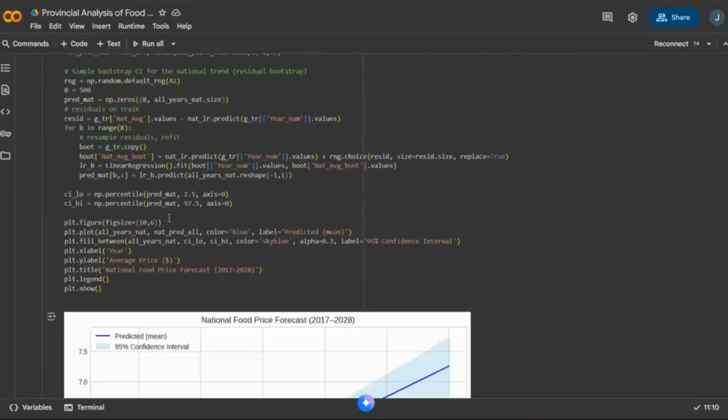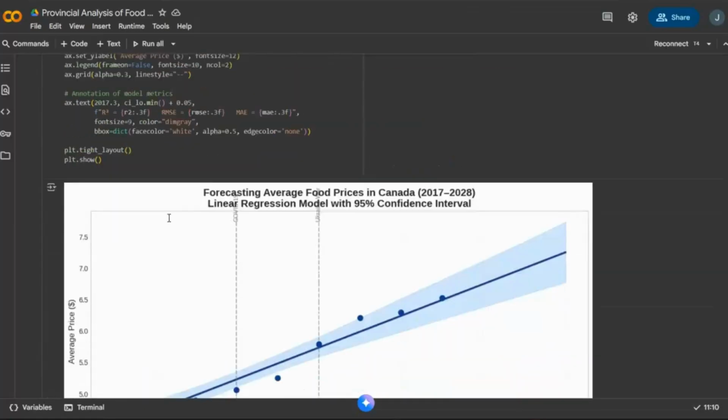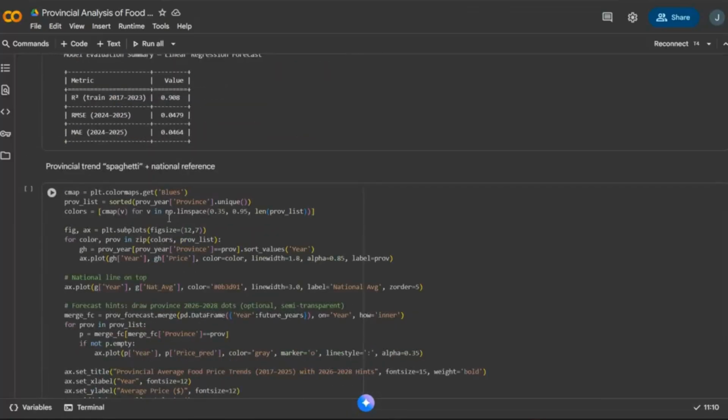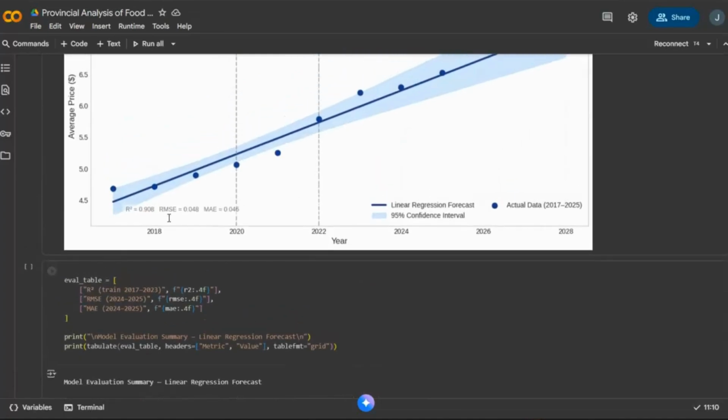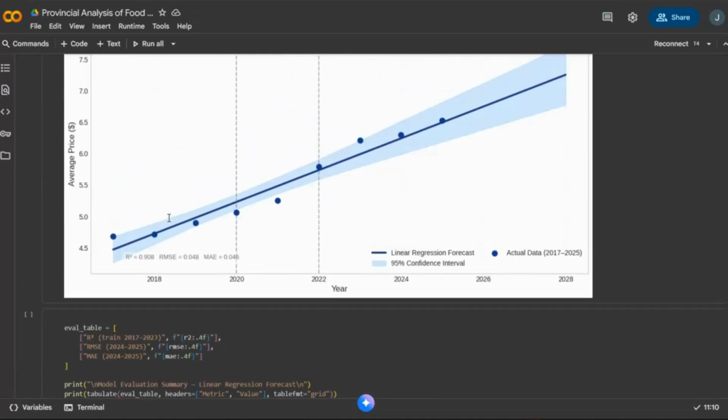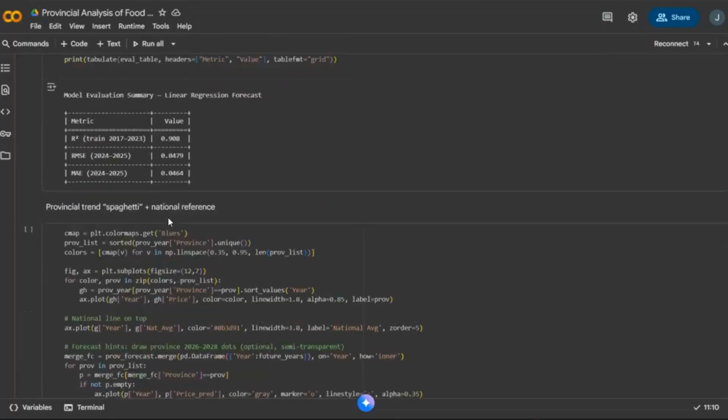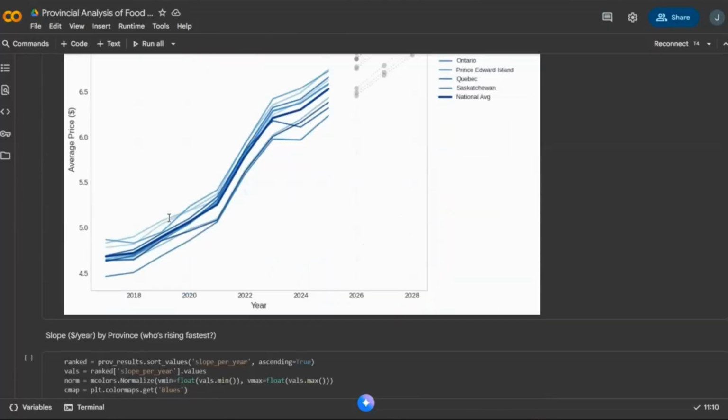When we trained this model, we achieved R square of 0.908, RMSE of 0.0479, and MAE of 0.0464. The residual plot shows no systematic error pattern, confirming that the model fit the data well. Linear regression turned out to be both accurate and interpretable, a major advantage for policy analysis where decision makers need clear explanation rather than just black box prediction.